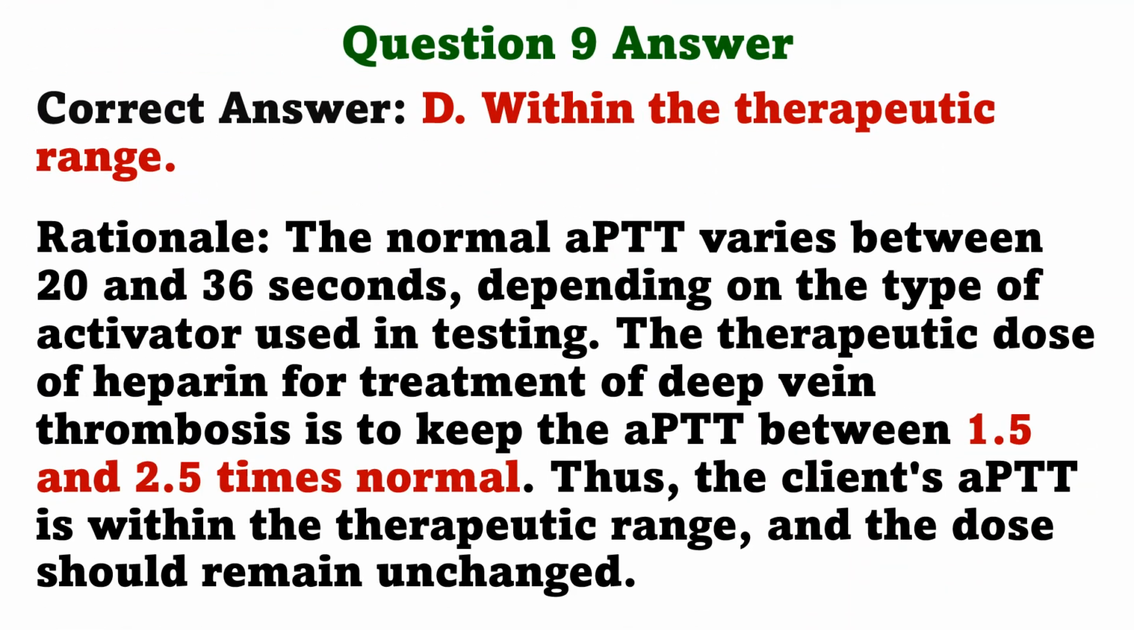Within the therapeutic range. Rationale: the normal activated partial thromboplastin time varies between 20 and 36 seconds depending on the type of activator used in testing. The therapeutic dose of heparin for treatment of deep vein thrombosis is to keep the activated partial thromboplastin time between 1.5 and 2.5 times normal. Thus, the client's activated partial thromboplastin time is within the therapeutic range, and the dose should remain unchanged.